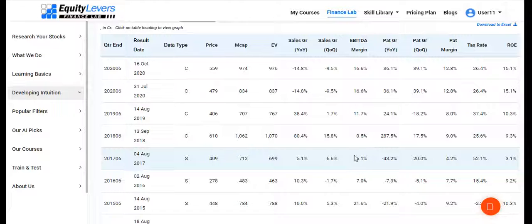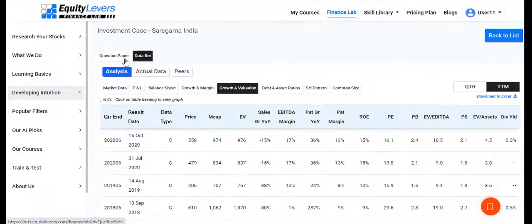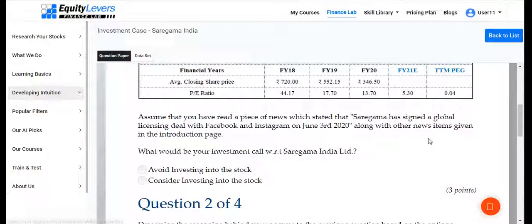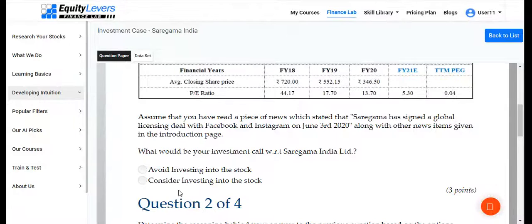You can clearly see that the EBITDA margin and profit margin have expanded over the period. So in the question paper, if you look at the forward projections, you can see that the forward PE is almost 60% lower than the last fiscal PE. So in this case, we can consider investing into the stock.